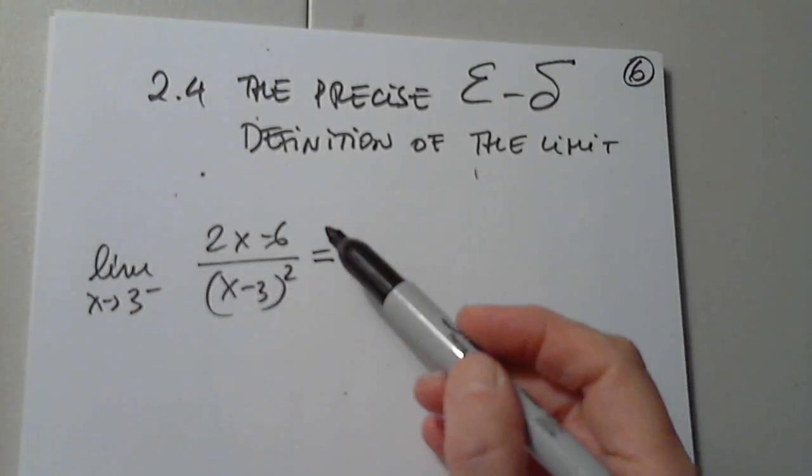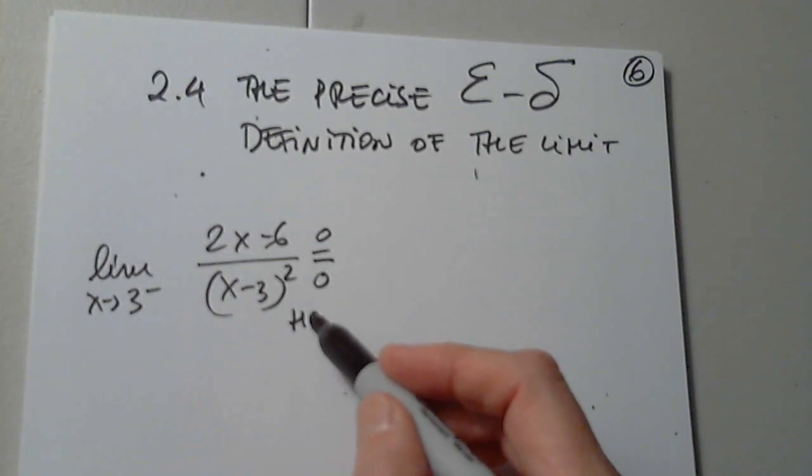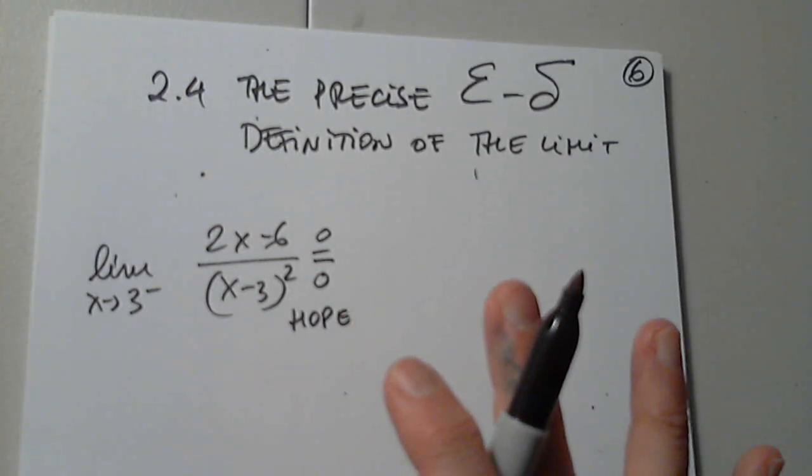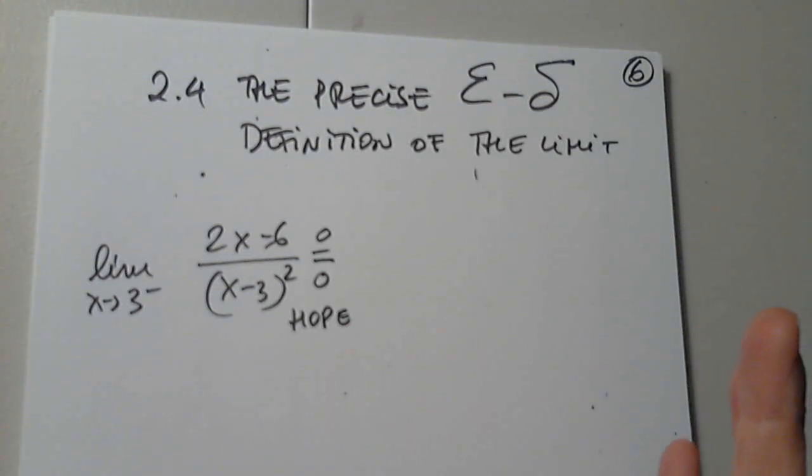And 6 minus 6 is 0, and 0 squared is 0. So it appears to have hope, but we are not sure. Hope doesn't mean that the limit exists. It means it has potential.